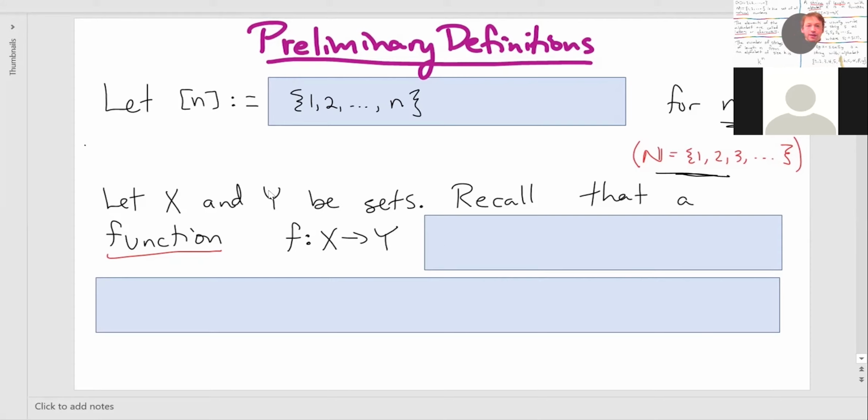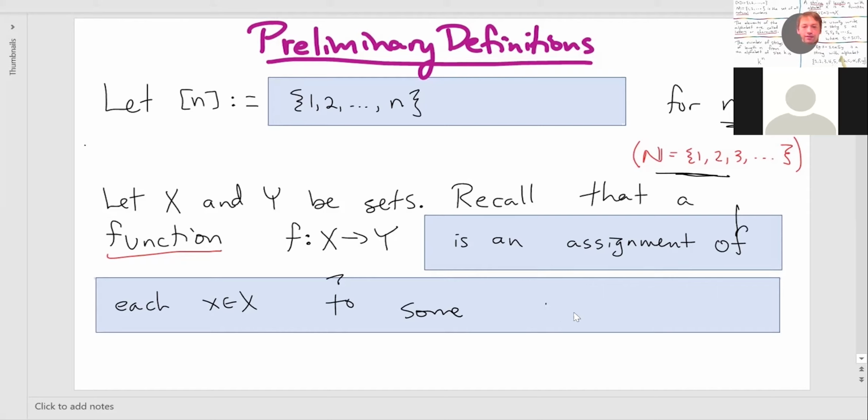So if x and y are sets, a function f from x to y is an assignment of each x in x to some point f of x in y. So I guess this is probably familiar to you, but just to refresh your memory.